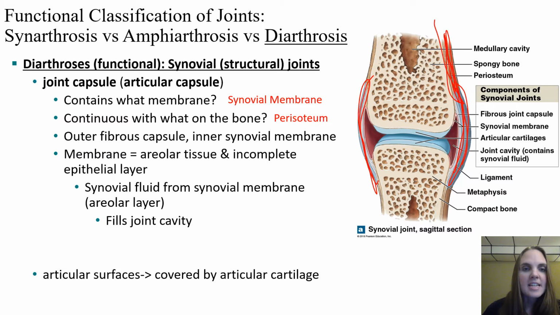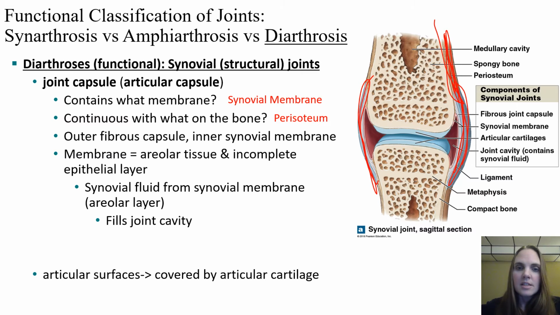The joint capsule has an outer fibrous layer and then that inner synovial membrane. The membrane is made up of areolar tissue and that incomplete epithelial layer. We talked a little bit about it in the last unit. And synovial fluid is going to be produced by that synovial membrane, by that areolar layer. And that synovial fluid is very important. It's going to fill that joint cavity. The synovial membrane does not cover the articular surface. The articular surface is covered by articular cartilage.